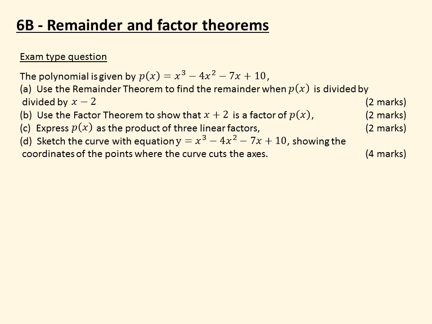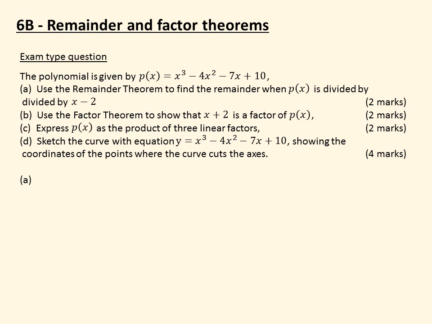Here is a typical exam question for you to try. Press pause, and once you have finished doing it, press play again to see the answers. Okay, part A. Part A says use the remainder theorem to find the remainder when p is divided by x minus 2. This means that you must use the remainder theorem. You will not get any marks if you find the remainder by doing a division.